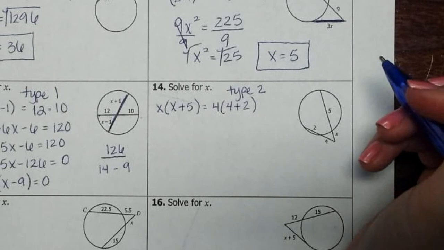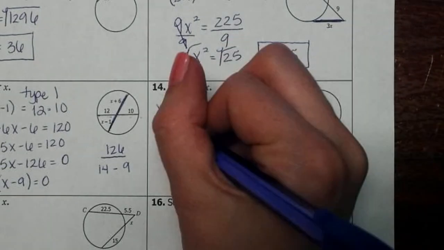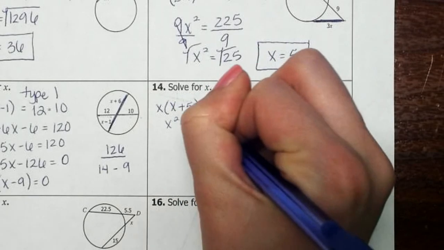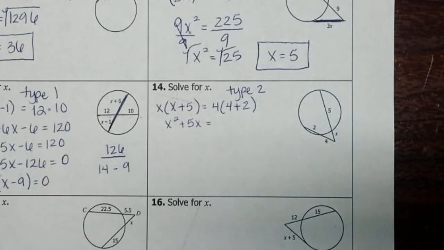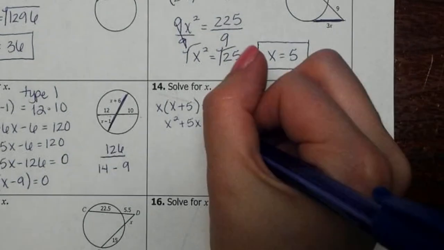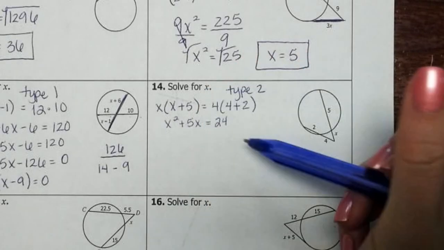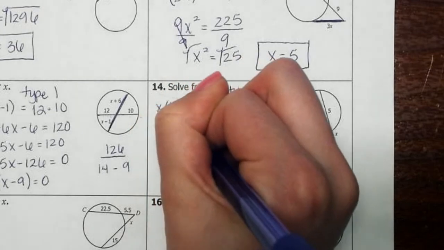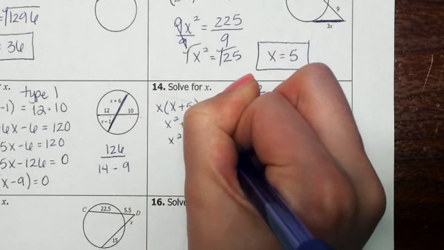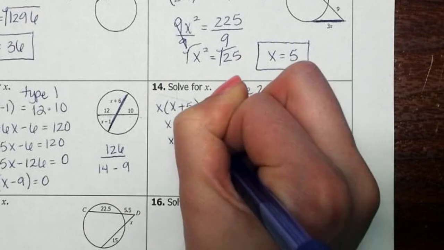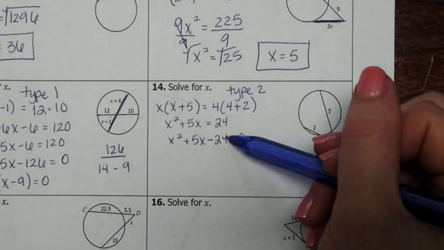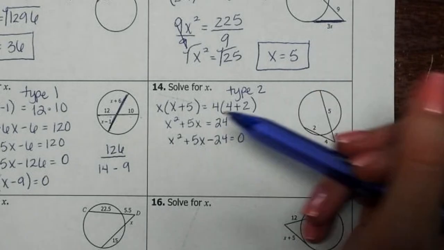I'm going to distribute on the left hand side, so I'll end up with x squared plus 5x. And over here, if I distribute 4 times 4 plus 2, it's going to be 24. I want to move everything over to the left-hand side. So I have x squared plus 5x minus 24 equals 0.